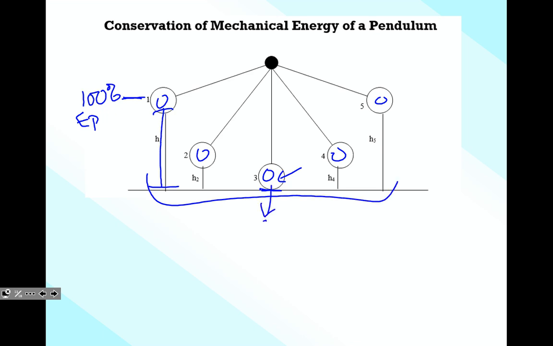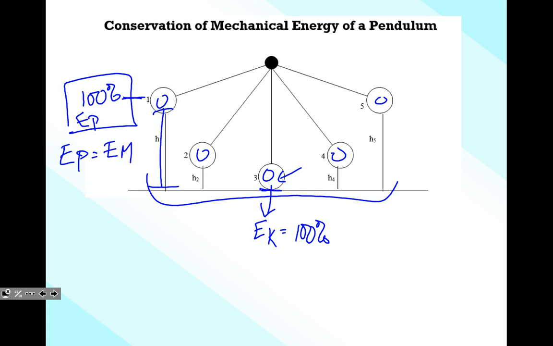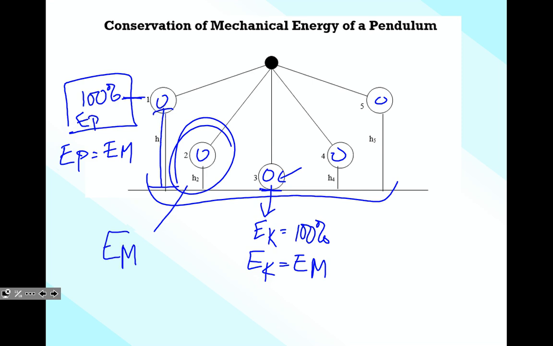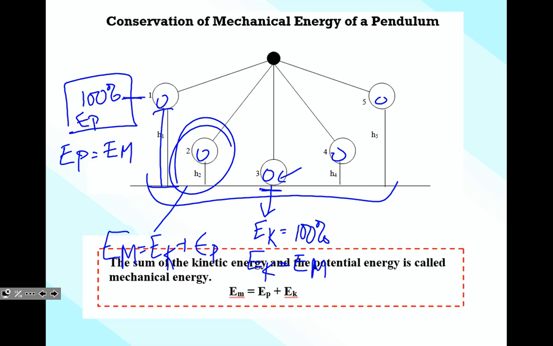So here, EK is 100%. In position 1, with EP being 100%, EP is equal to EM. In position 3, because it's 100% kinetic energy, EK is equal to EM, right? Anywhere in between, that's where you have to say, okay, EM is equal to EK plus EP. But I'll articulate that much better.